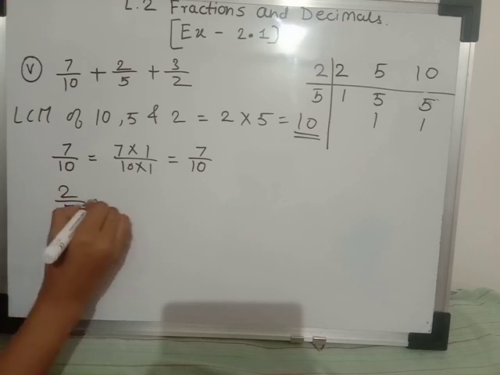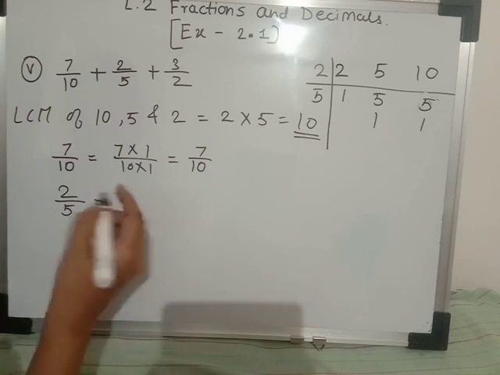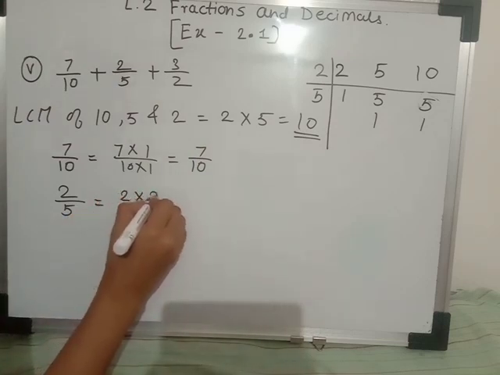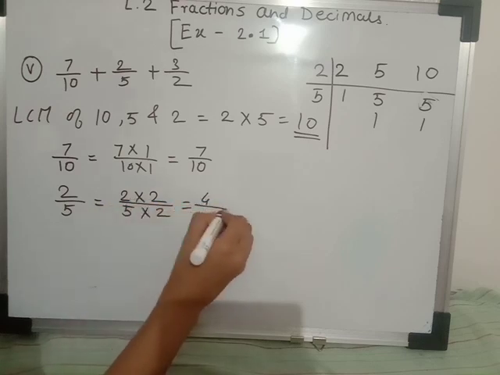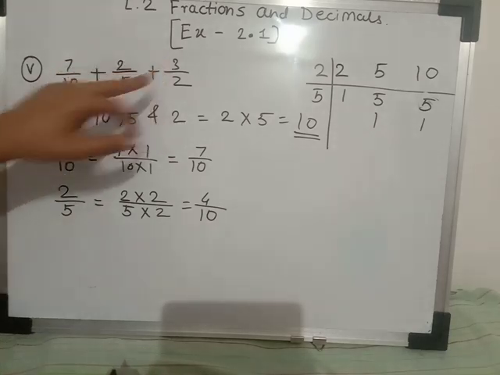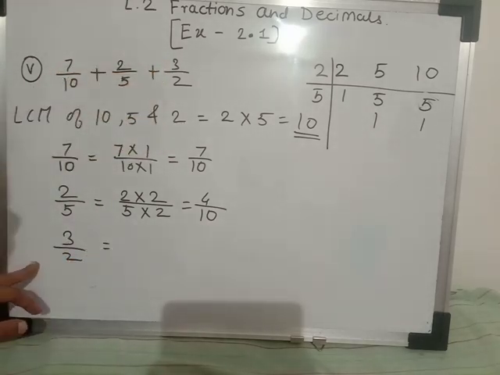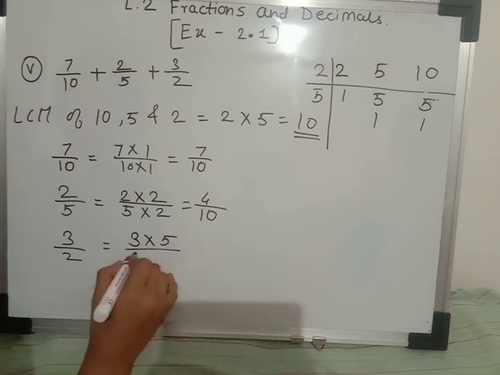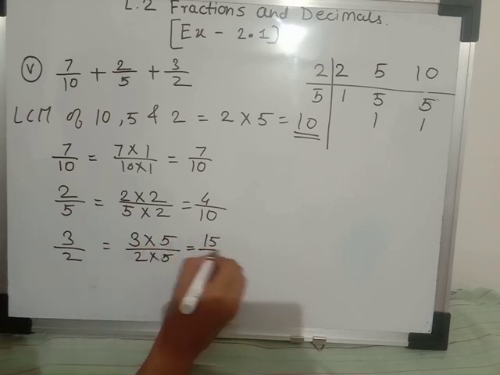Second fraction is, now which number I will multiply with the 5, so I will get 10, that is 2 only. So take the same number to multiply the numerator. Okay, 5 by 2. So 2 2s are 4 and 5 2s are 10. Okay, and our third fraction is 3 by 2. So which number I will multiply with the 2, so I will get 10, so that is 5, because 2 5s are 10. So 3 multiplied by 5, 2 multiplied by 5. Okay, 3 5s are 15 and 2 5s are 10.